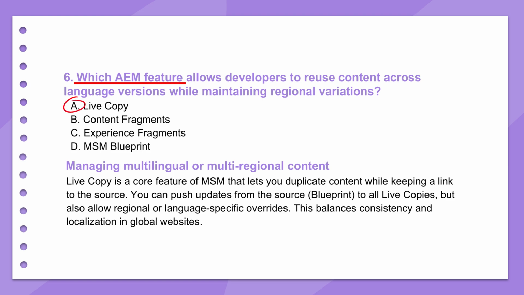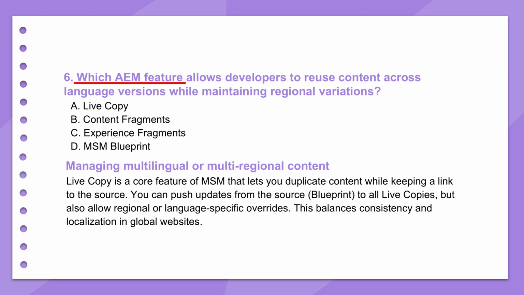What about the others? B is content fragments, C is experience fragments, and D is MSM blueprint. How are they different? Okay, content fragments. They're great for structured, headless content. Think reusable text blocks, product info, stuff you might use across many channels, but they don't have that page-level sync and inheritance like live copy. Right, different purpose, headless content.